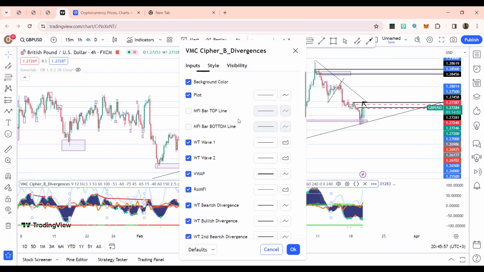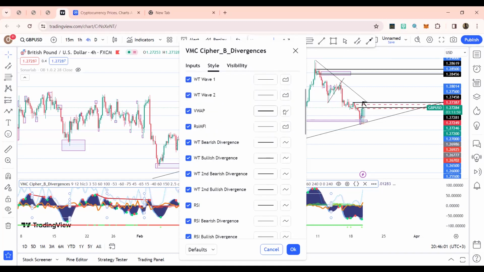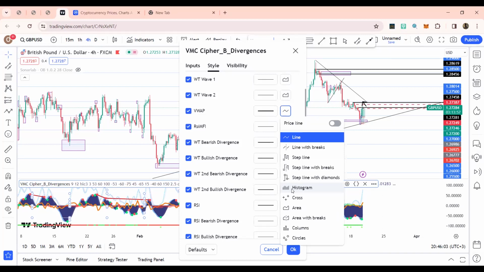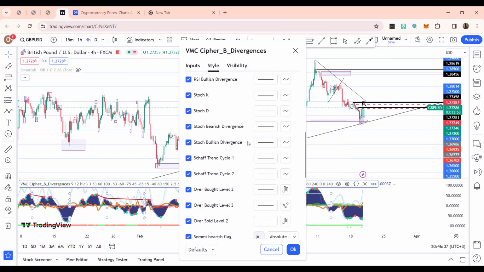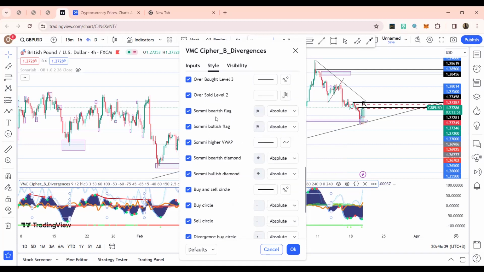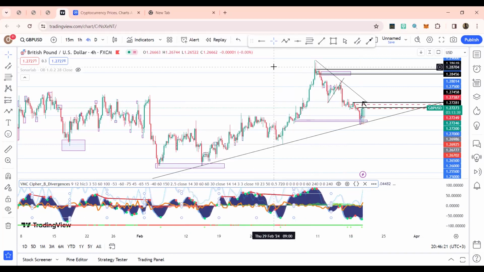But on the styles, I removed the bars. These lines, I removed them. And I think VWAP, I changed it from a graph to a line. So there are so many other things I'm still learning about. This is a candlestick that shows a reversal. The bearish flag. All these show reversals, but I'm not going to use that. That's a lot of headache, right?